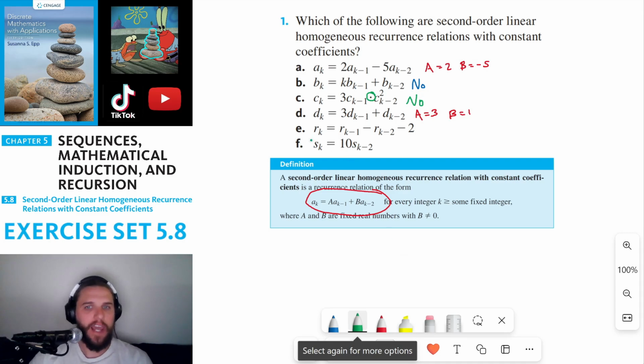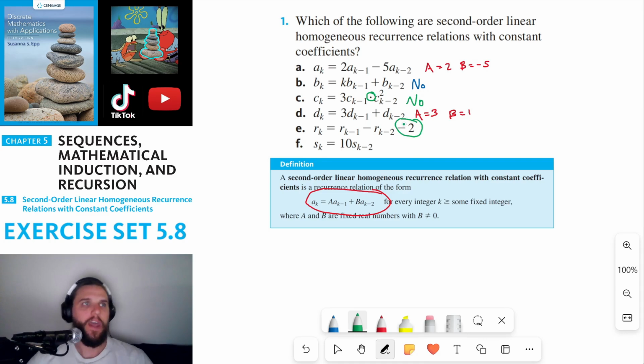Now, part E and F are a little bit tricky. Let's do part E first. r sub k equals r sub k minus 1 minus r sub k minus 2 minus 2. Now, it's really important to understand the difference between a constant coefficient and a constant. A constant is a number by itself. It is a number that represents a term by itself. So it's not actually multiplying by anything. It's just a number by itself. Whereas a constant coefficient is a number being multiplied by something.